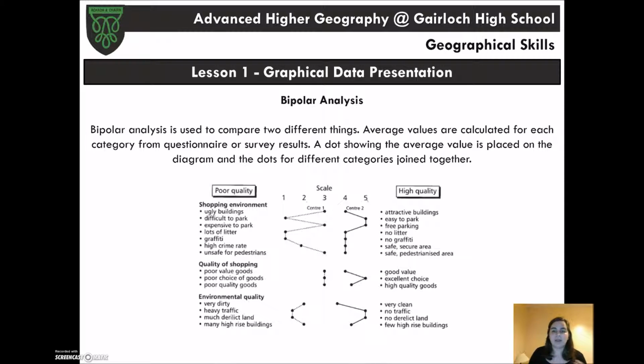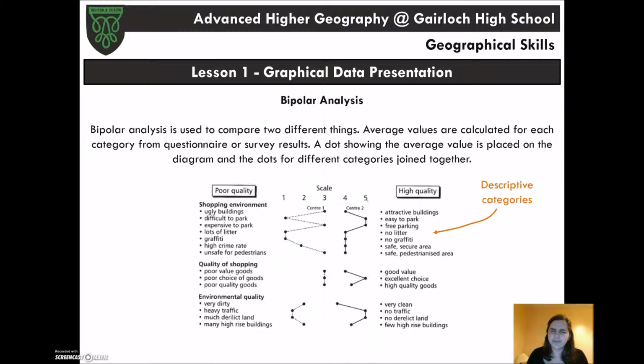What we do is we work out an average value for each category from a questionnaire. So for example, we've looked at maybe 20 different questionnaires to do with two shopping centres, Centre 1 and Centre 2. What we've then done is we found out that on average, Centre 1 has a shopping environment to do with buildings, so are they ugly or attractive? Centre 1's got an average value of 3, whereas Centre 2's got an average value of 4. We continue that down, we join up the lines, and this basically makes us a little graph so that we can compare those two different things.